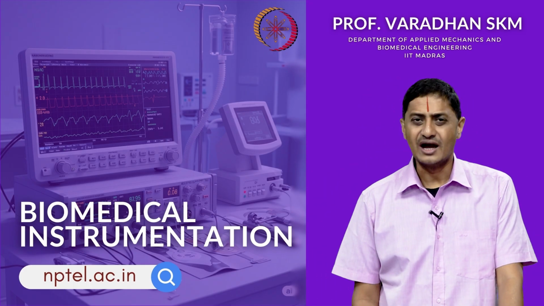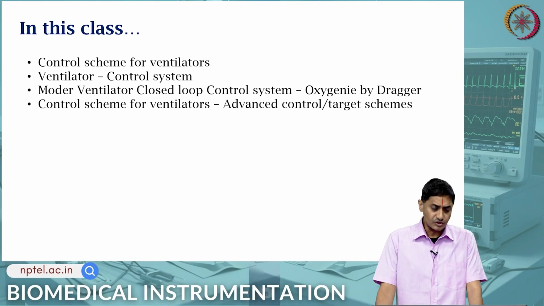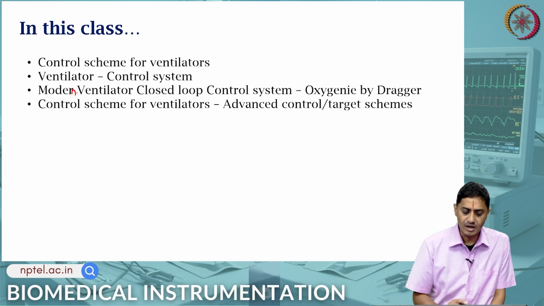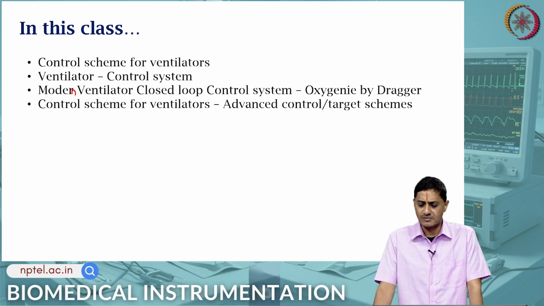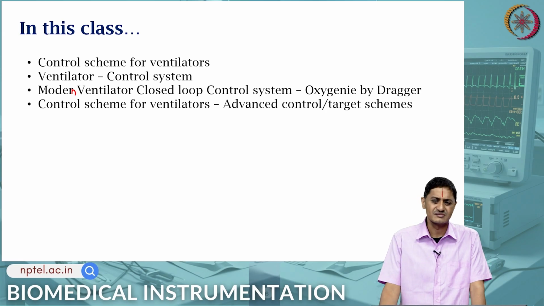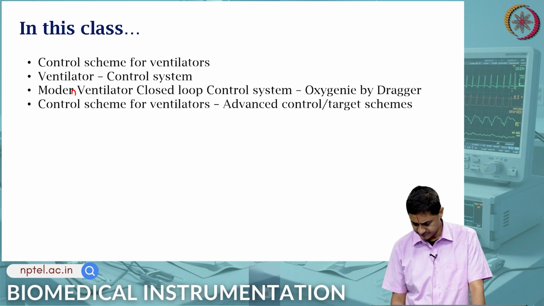We have been looking at ventilators. In this video, we will look at some of the control schemes for ventilators. What are the control systems that are required for ventilators? Modern ventilators have a closed loop control system, one that is provided by a company called Drager, called Oxygen. It's the name of a product, and some of the control schemes that are there are advanced control and target control schemes.